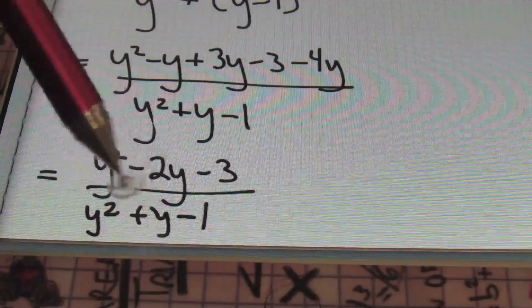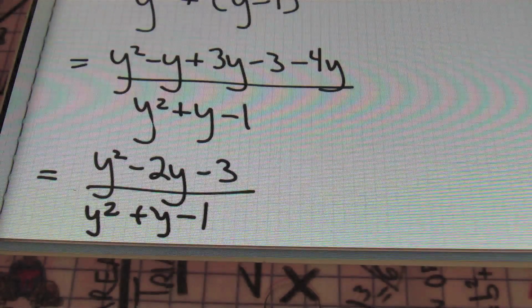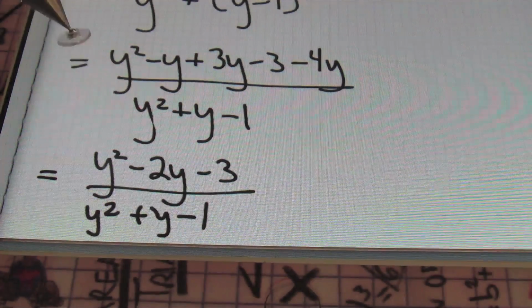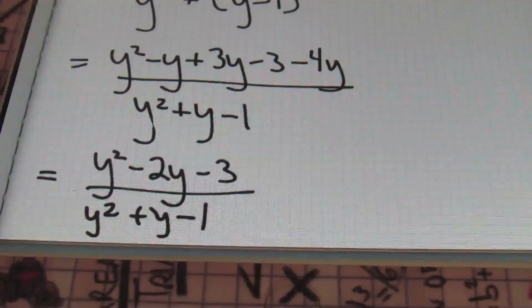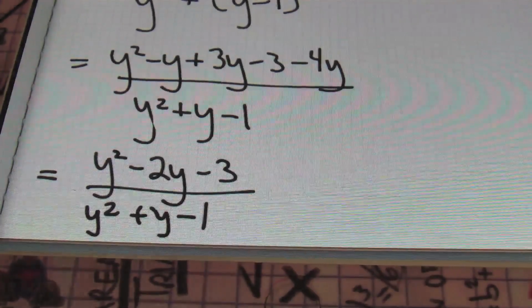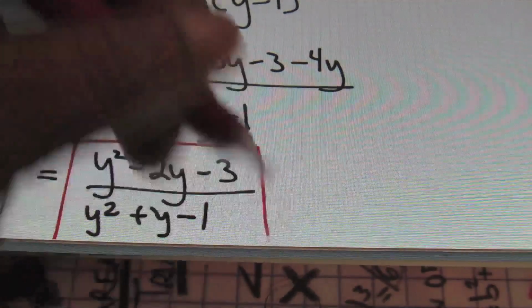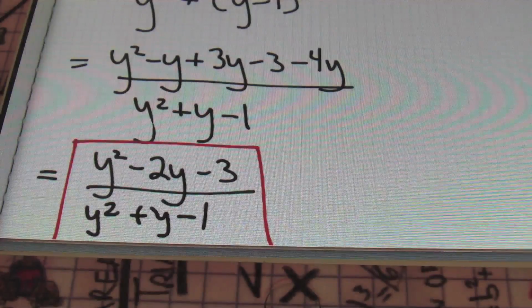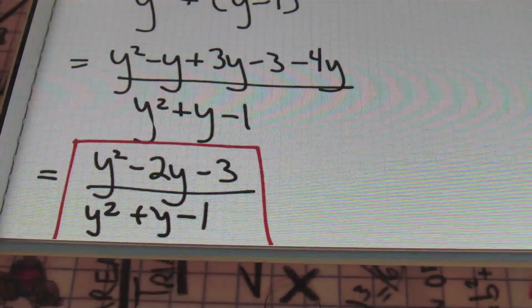Notice, ladies and gentlemen, that your denominator is not factorable. So even though we could factor the numerator, it's not going to cancel out with anything. So that means that your answer is as follows. It's y squared minus 2y minus 3 all over y squared plus y minus 1. And that's the answer to problem number 8.